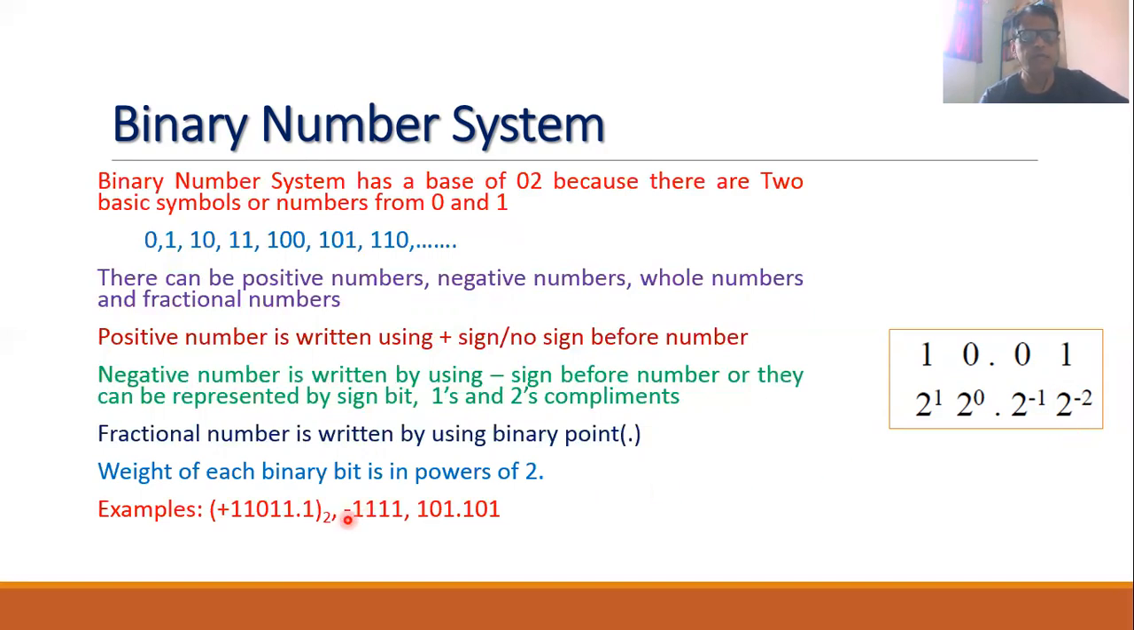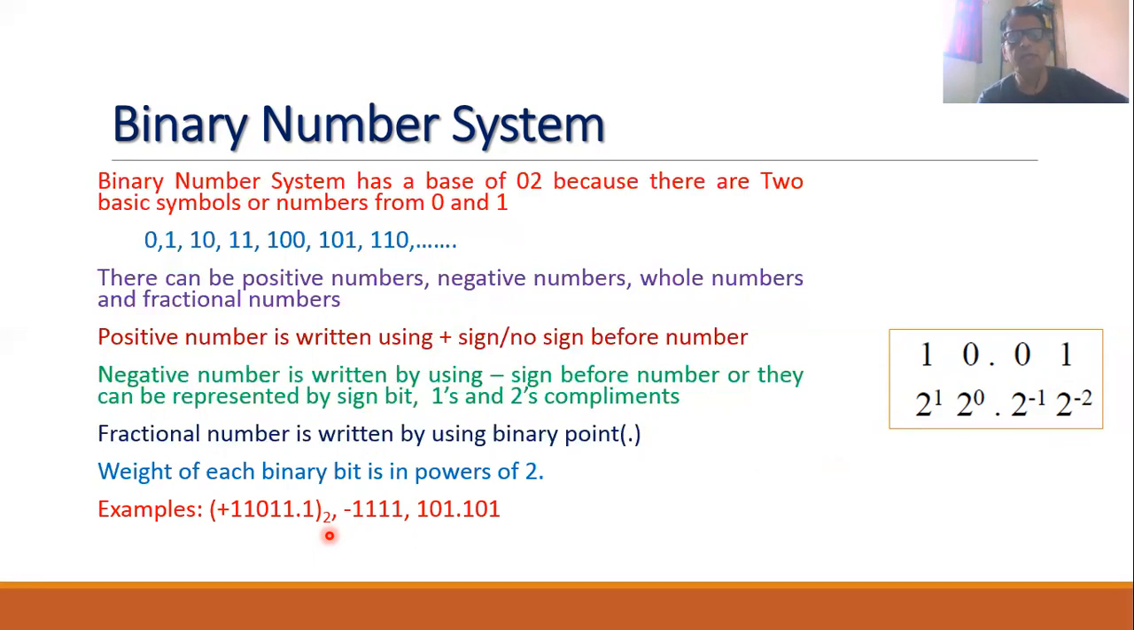So these are the different examples of binary numbers. The first number that we have written is 11011.1, and now to indicate that this is a binary number, what I do is that I write a suffix 2 indicating that this is a binary number.